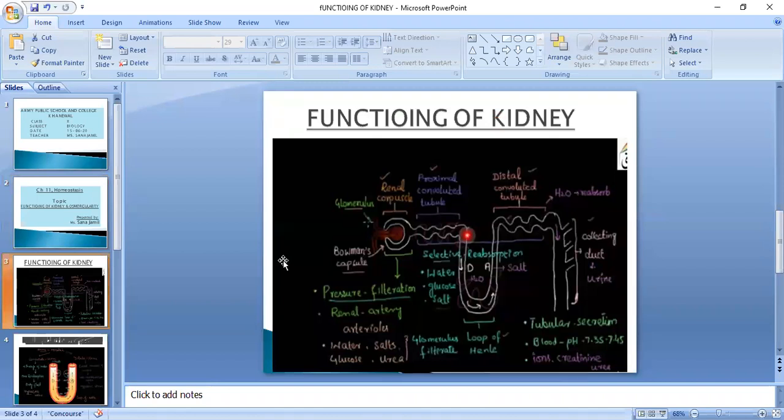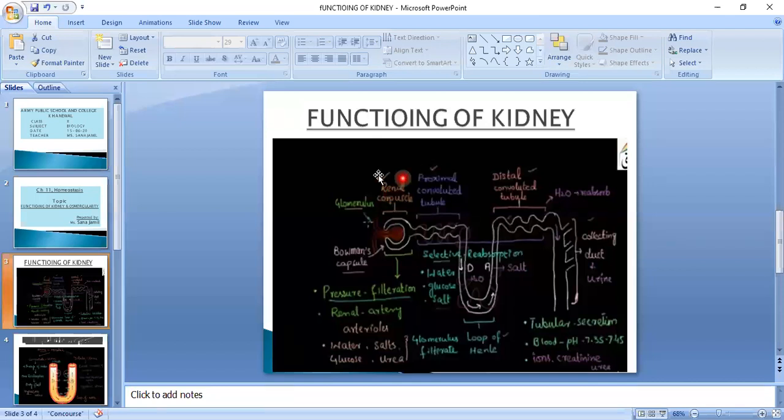Okay, here I have mentioned all the functions of the kidney, and what is the basic unit of the kidney? That is the nephron. The structural unit, considered as the basic unit, is known as the nephron. And here is the diagram of the nephron. I have already elaborated on the structure of the nephron, that it is made up of two parts. One is the renal corpuscle and the other one is the renal tubule.